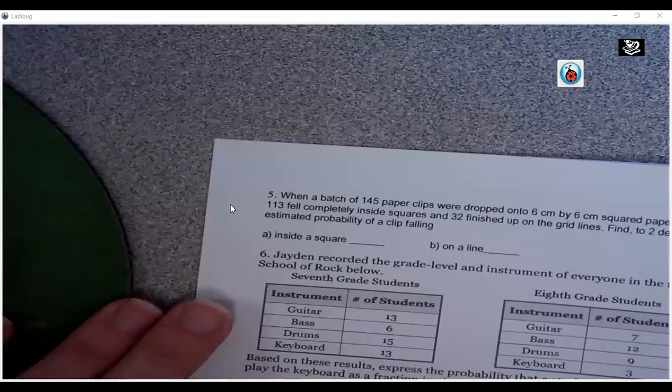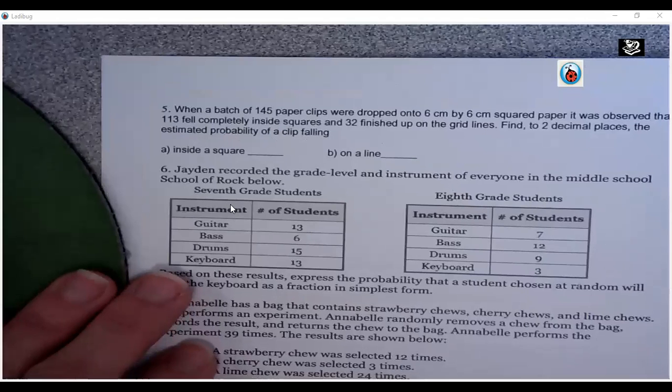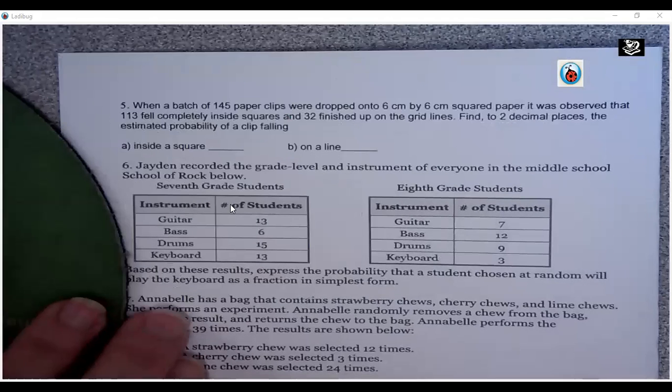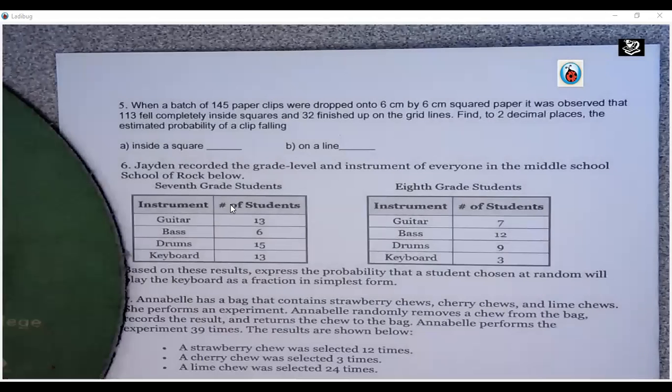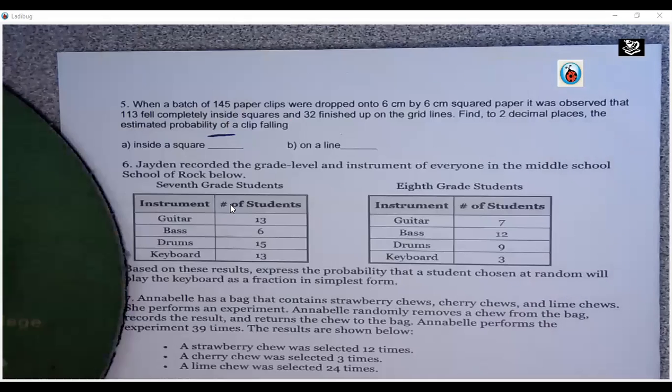All right, number 5, when a batch of 145 paper clips were dropped into a 6 by 6 centimeter squared paper, it was observed that 113 fell completely inside squares and 32 finished up on the grid lines. Find to 2 decimal places the estimated probability of a clip falling inside the square. Noah, what do you think would be my top number? How many paper clips fell inside the square?